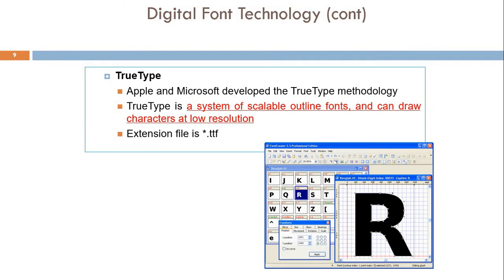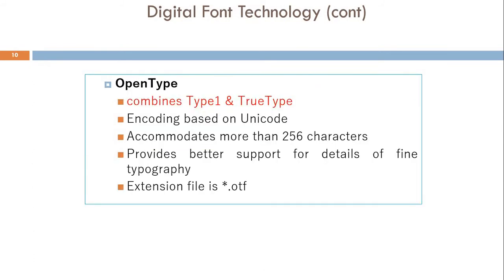The second method of outline fonts is TrueType. Both Apple and Microsoft developed the TrueType methodology. TrueType is a system of scalable outline fonts and can draw characters at low resolution. These fonts can be saved as .ttf format. The third method of outline fonts is OpenType. It combines PostScript Type 1 and TrueType. The encoding is based on Unicode, which can accommodate more than 256 characters. OpenType provides better support for details of fine typography. And it can be saved as .otf format files.